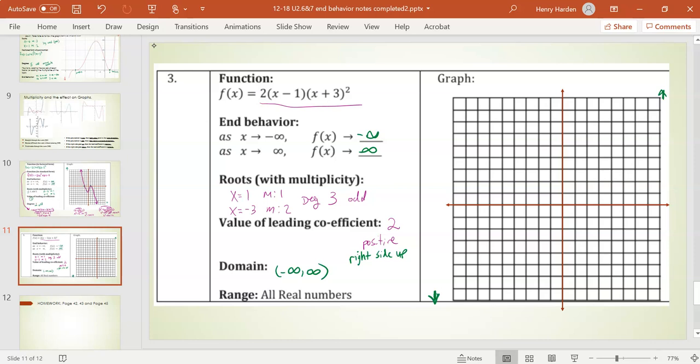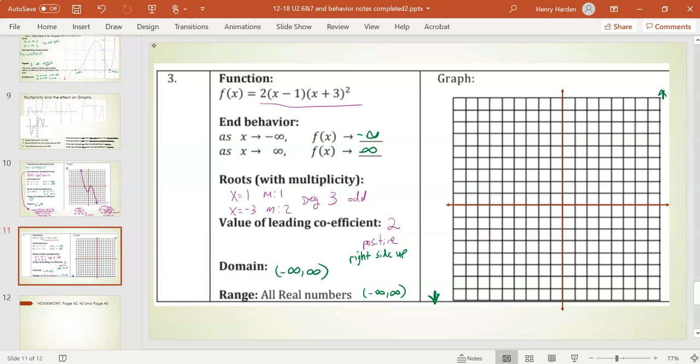The range, if it's odd, will be negative infinity to infinity as well. If it's even, because they both point in the same direction, your range is going to be different. It's going to go from a number to infinity, or from negative infinity to a number. So it's a little bit different for that. But you're not always going to be asked about the ranges for these. And so we're going to sketch the graph now.